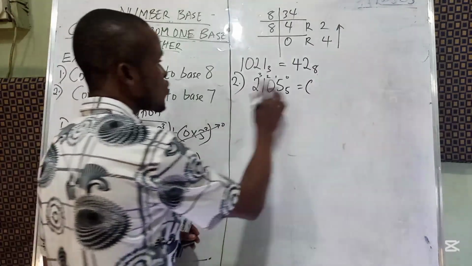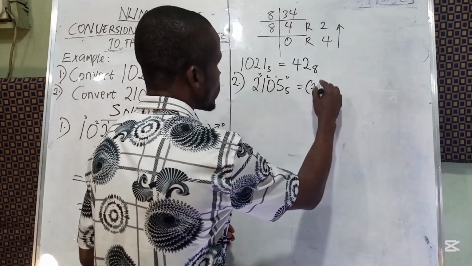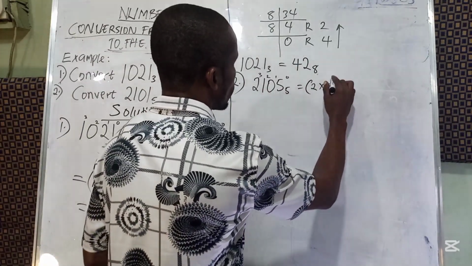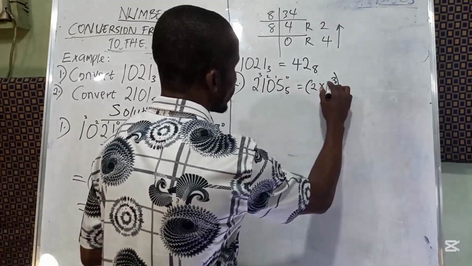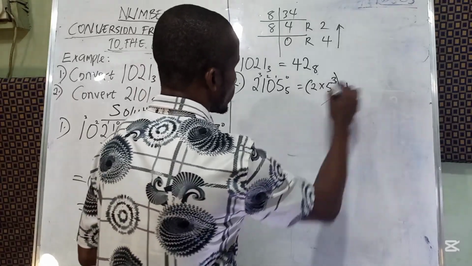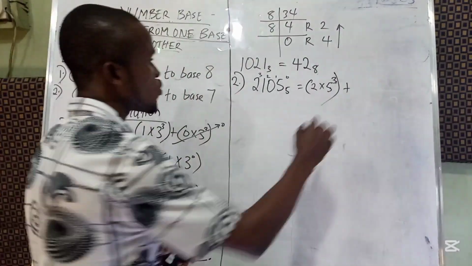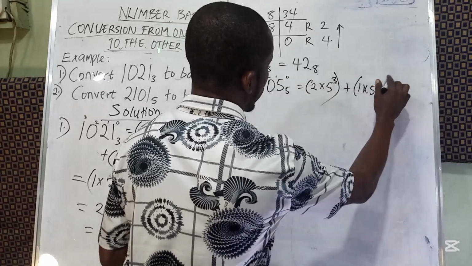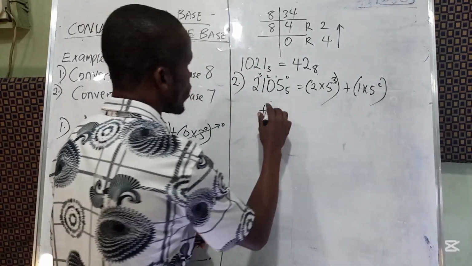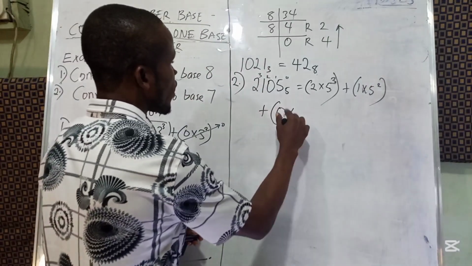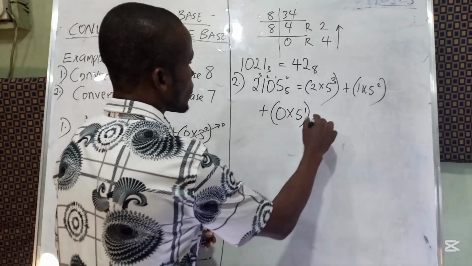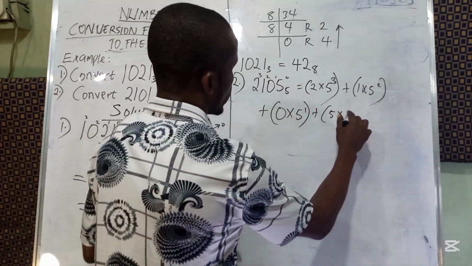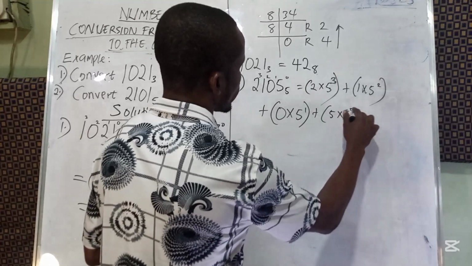The first number 2 times the base, 5, raised to the power 3, right? To the power 3, that becomes 2 times 5 to the power 3 plus the next number, 1, so we have 1 times 5 to the power of 2, right? Plus the next number is 0, so 0 times 5 to the power of 1. Plus the next number is 5, so we have 5 times 5 to the power of 0, right?